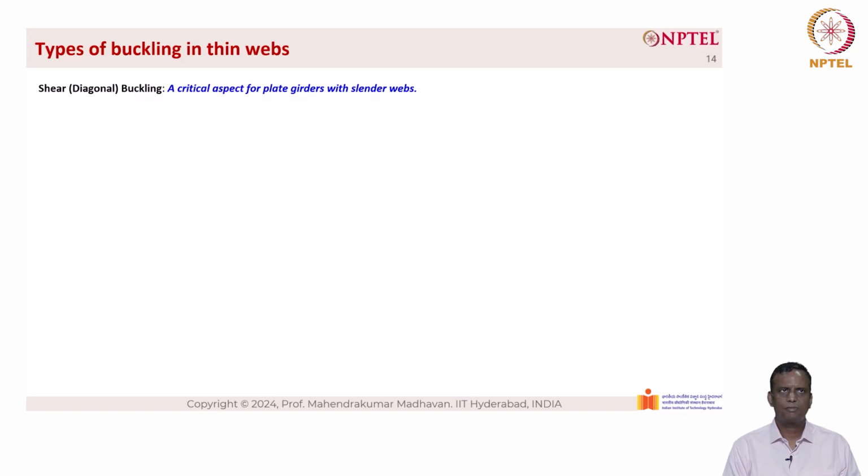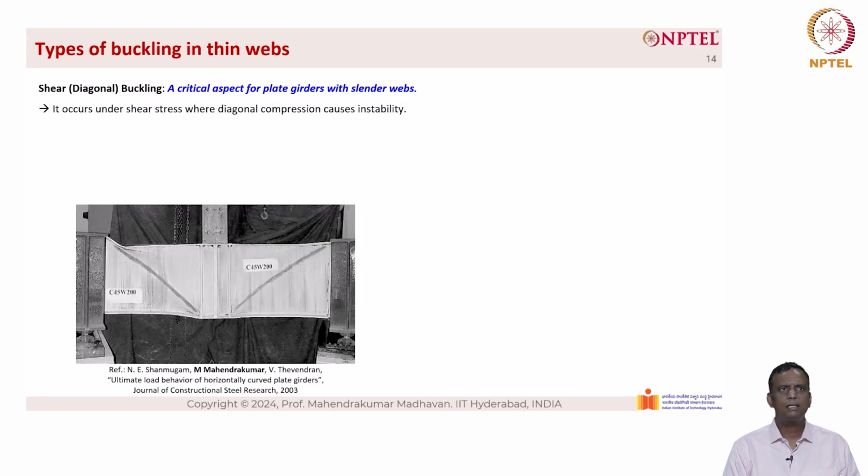When we reduce the thickness of the web, we will have some kind of buckling, and there are several types of buckling that will occur in thin webs. So in order to optimize the cross section, it is very important for us to understand the different types of buckling that will occur in thin webs and how to avoid them, or how to take advantage of post-critical buckling stress due to thin webs. So this is our objective in this slide. So now let us look at the different types of buckling. The first buckling is called shear buckling or shear diagonal buckling, which is a critical aspect for plate girders with slender webs. It occurs under shear stress where diagonal compression causes instability.